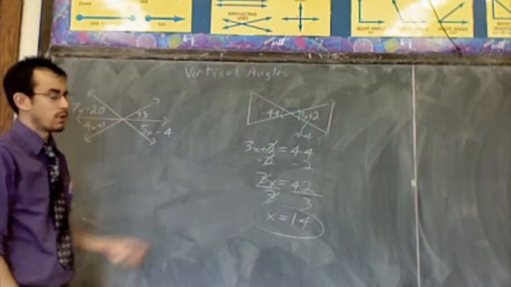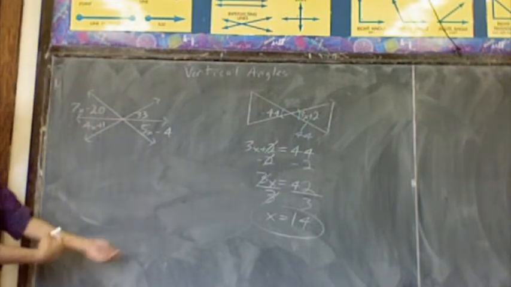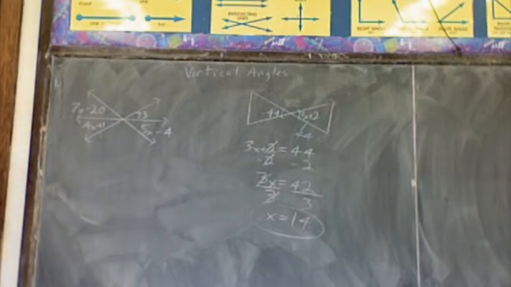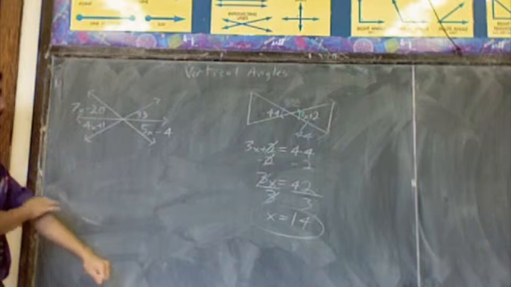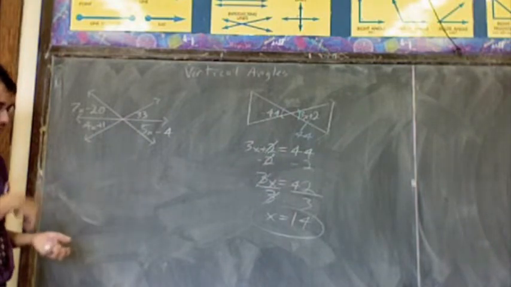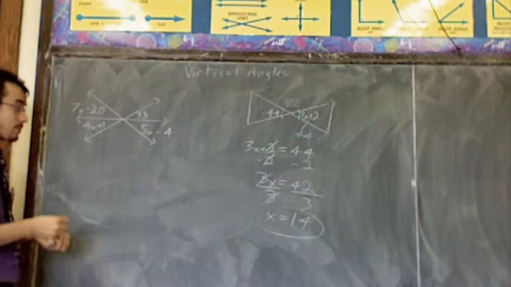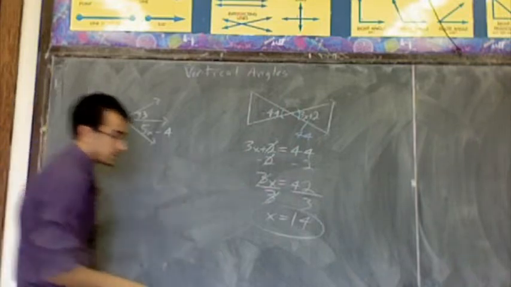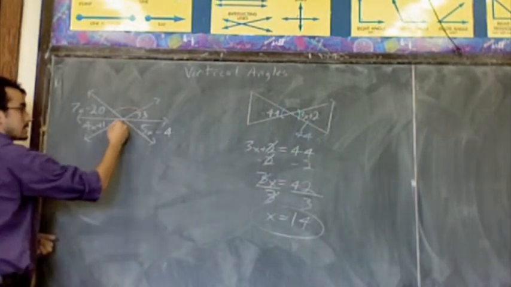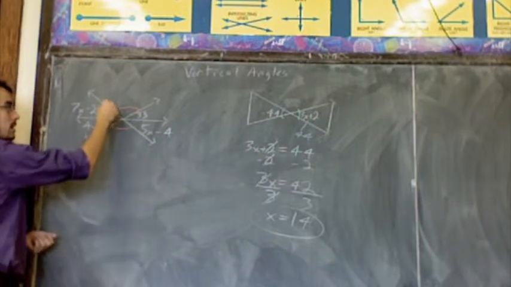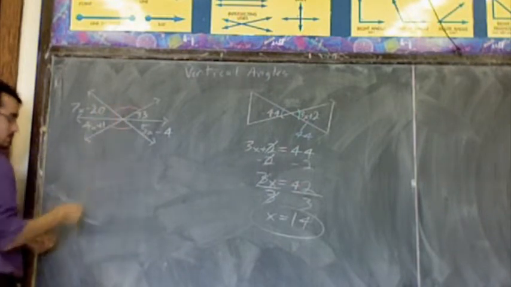Alright, moving on to the other problem. Here, this isn't a problem that I really did much of an example in class, but it is a problem that you could see. Here we've got 3 lines crossing, which means we have different pairs of vertical angles. I'm going to use 3 different colors to see which ones are vertical. I know the top one that's blank is the same as the bottom one that's blank. These lines cross, so these are the same.